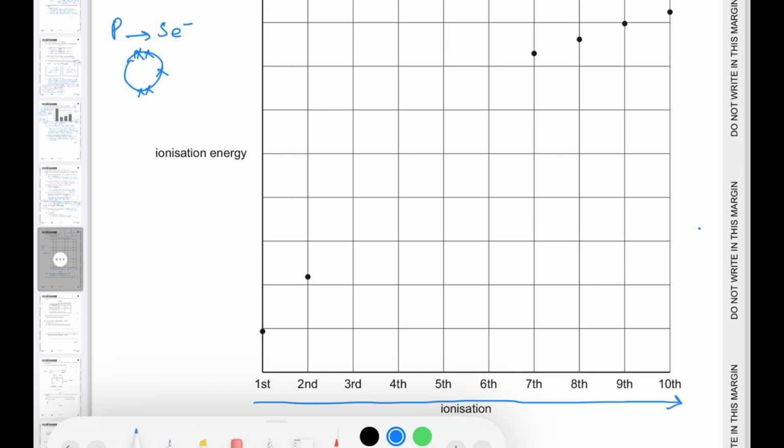from a phosphorus atom would be removed from its second last shell. So as you can see, this second last shell is closer to the nucleus. That means there is a stronger attraction for the sixth electron compared to the fifth electron, as it's closer to the nucleus, so the nuclear attraction would be stronger. And due to this, you would observe the largest jump in ionization energy between the fifth and sixth values.